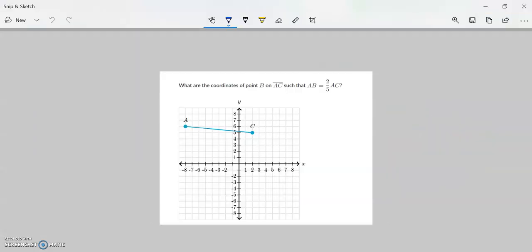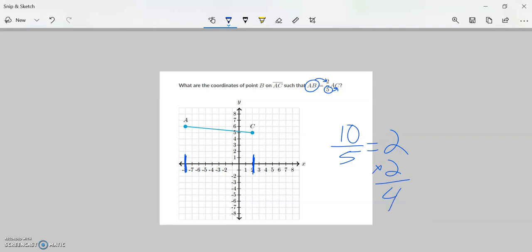All right. So AB is 2/5 of AC. So our AC is the 5 and our AB is the 2. So we're going to divide our line up into 5 chunks, and then AB will be 2 of those chunks. So from -8 to +2, that is 10 units. Divide that by 5, we get 2. And remember, from A to B is 2 of those, so we'll multiply by 2.